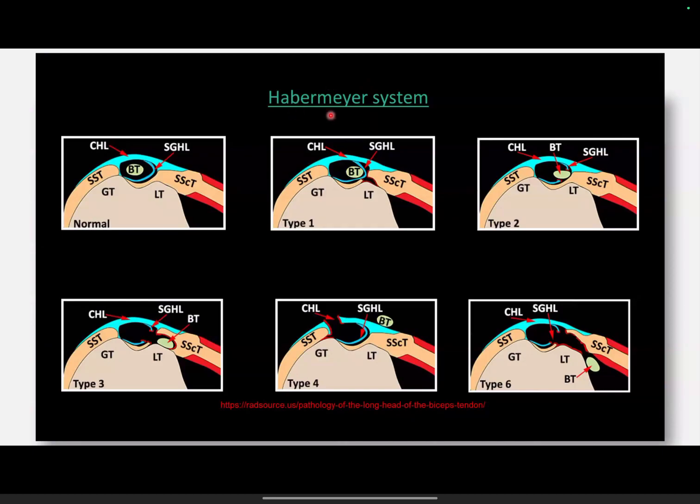This is the Habermeyer system; you can read about it in a nice article on long head of biceps tendon injury, on how it can extend. Sometimes only the SGHL or the deep fibers of the subscapularis will get injured and there will be intratendinous extension of the biceps tendon. Sometimes it can go out, like I showed in that case. Sometimes, as I also showed, these fibers are a little difficult to diagnose on MR.